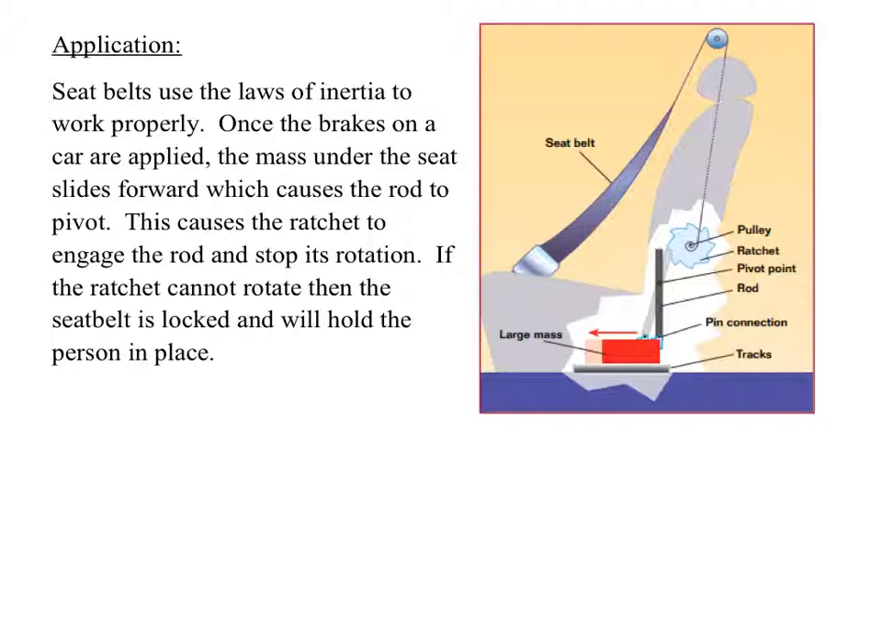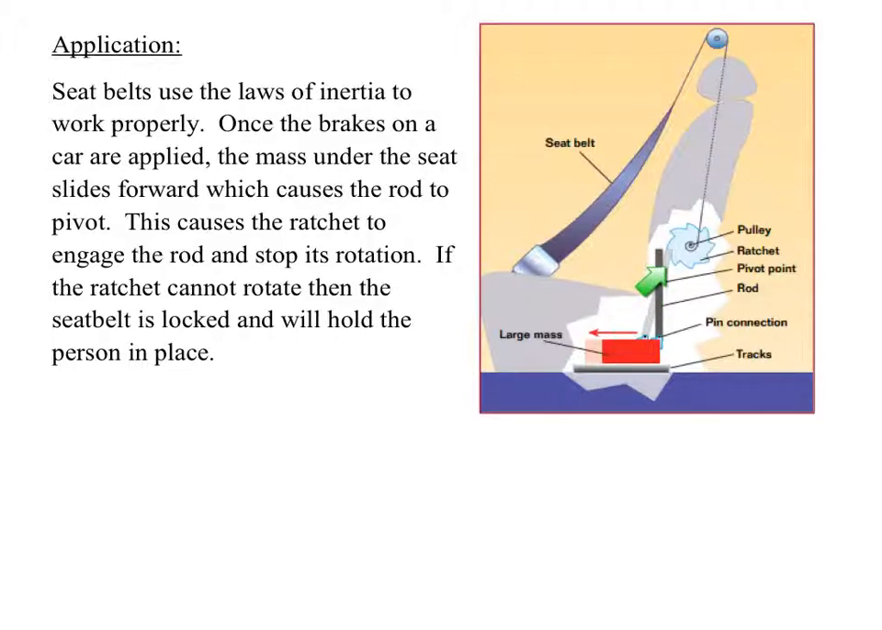Go ahead, Victoria. Seatbelts use the law of inertia to work properly. Once the brakes on a car are applied, the mass under the seatbelt slides forward, which causes the rod to pivot. This rod pivots like this. This is the original orientation of it. The minute this mass slides forward, it's attached with a pin, which causes the rod to now look like that grayed out area right there.